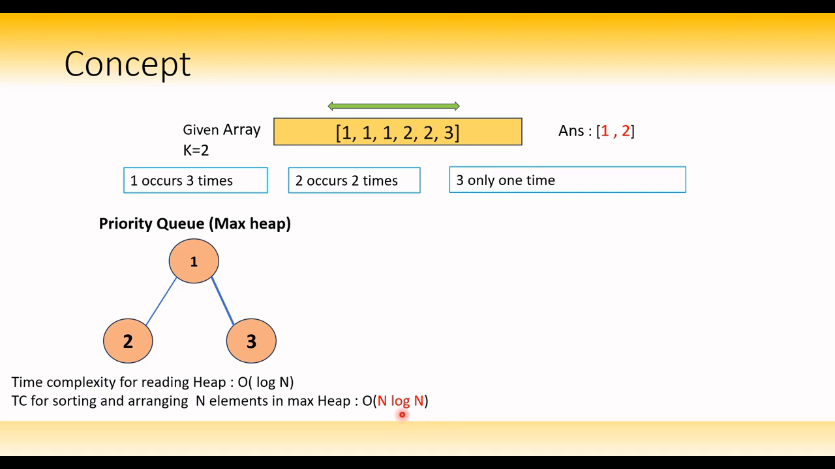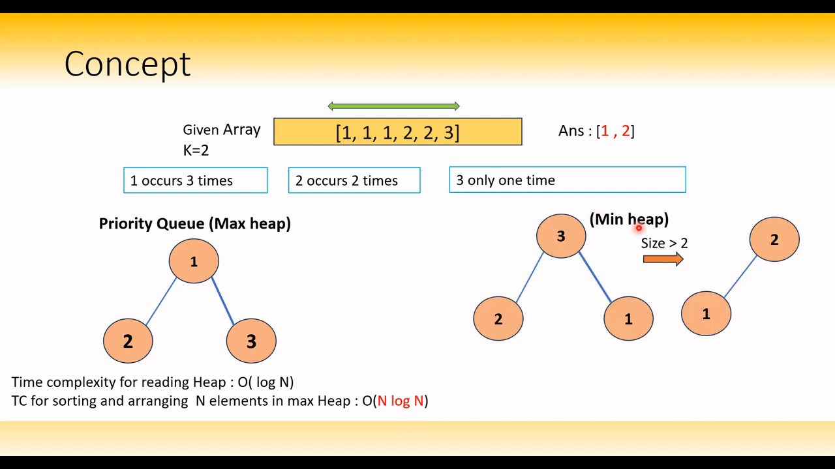However, the problem statement expects that we should provide a time complexity lower or better than this. So another option that we can use is a min heap. So in a min heap, what happens is the integer with lowest value will be stored in the root node, and then the second, and then the integer having highest value will be stored in this node. So it looks like a binary tree.